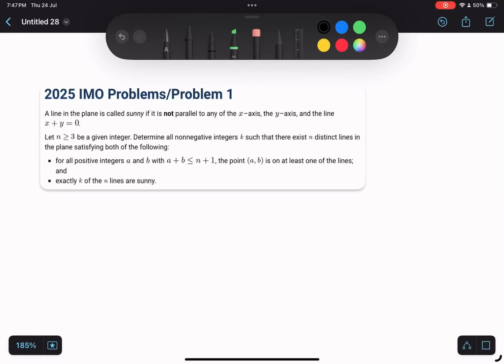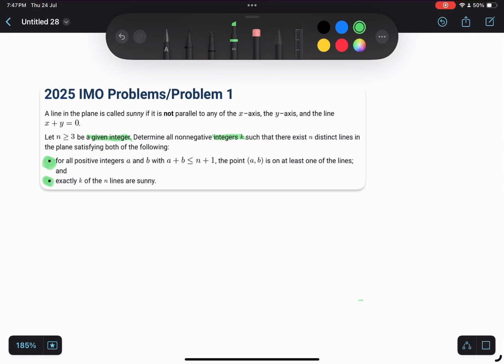Okay, so the IMO has recently taken place, and today we are going to get into its first problem, fresh out of the oven, which is of course easier problem 1. Okay, a line in the plane is called sunny if it is not parallel to any of the x-axis, y-axis, and the line x plus y equals 0. Let n greater or equal to 3 be a given integer. Determine all non-negative integers k such that there exist n distinct lines in the plane satisfying both of the following.